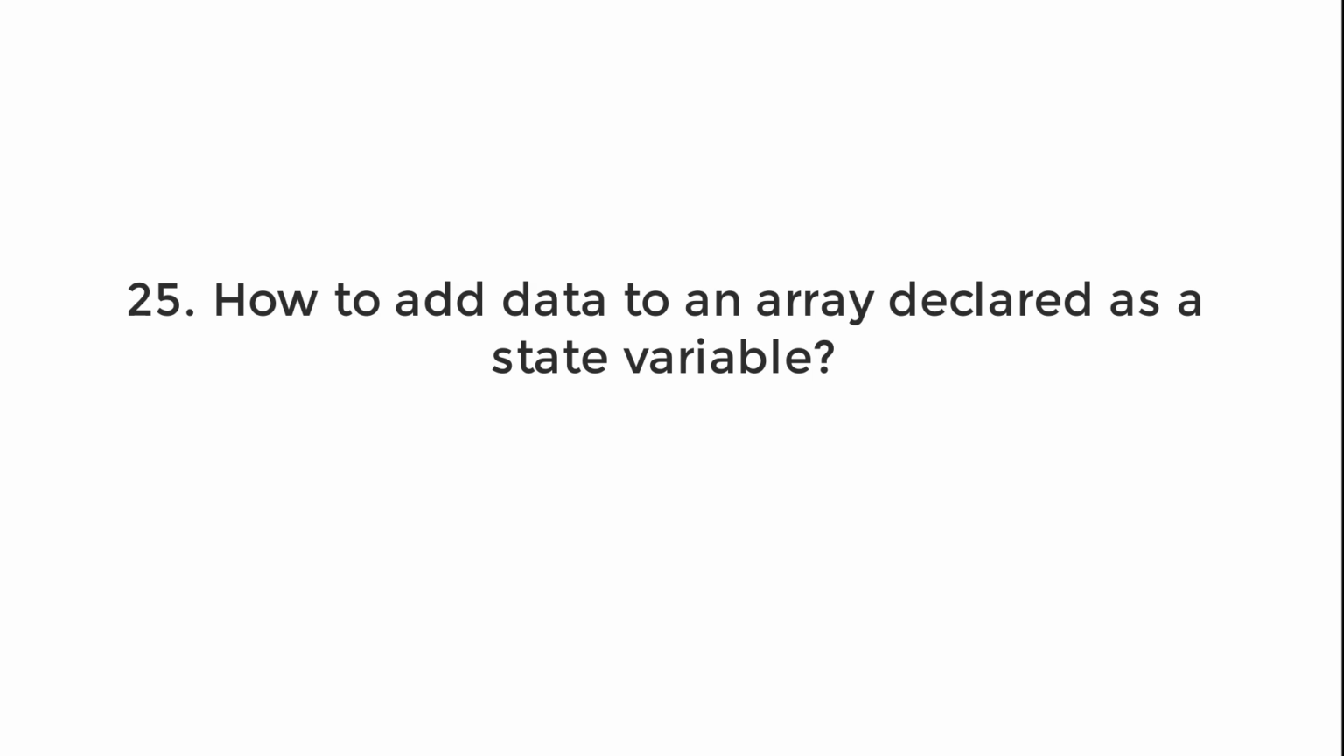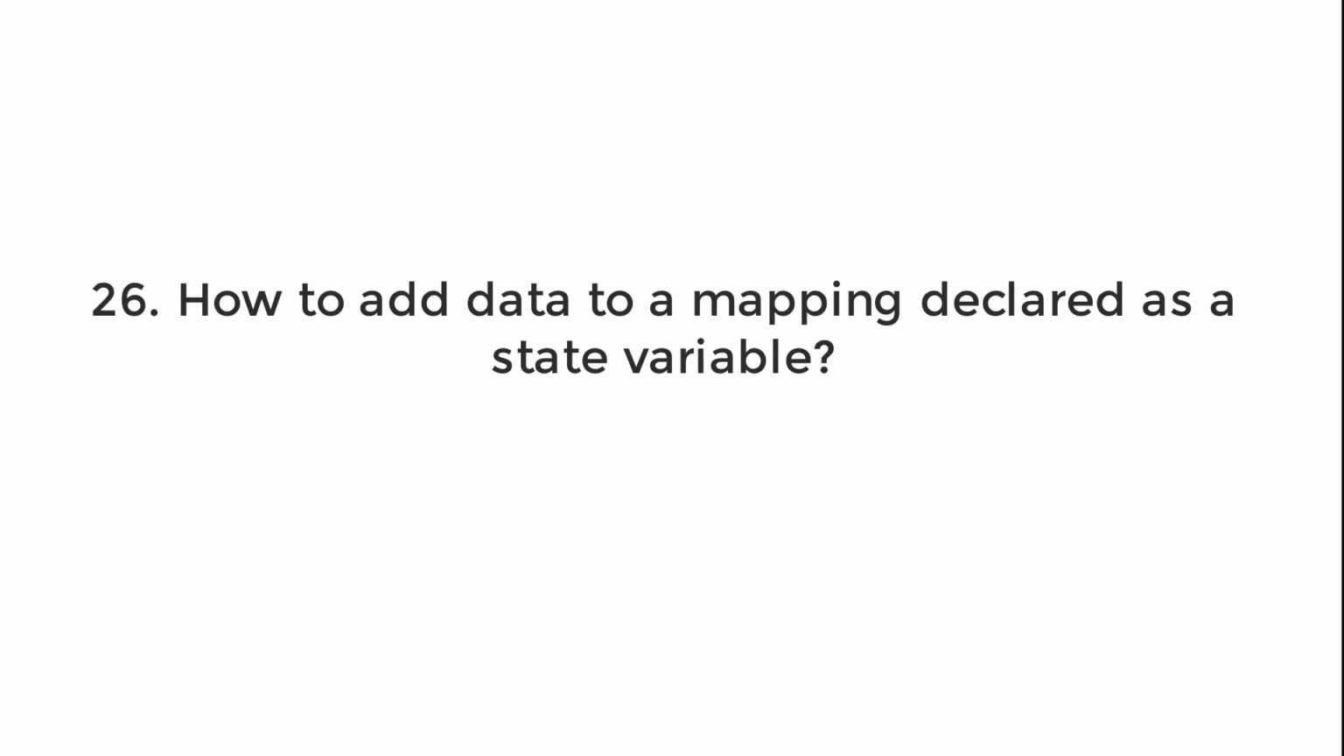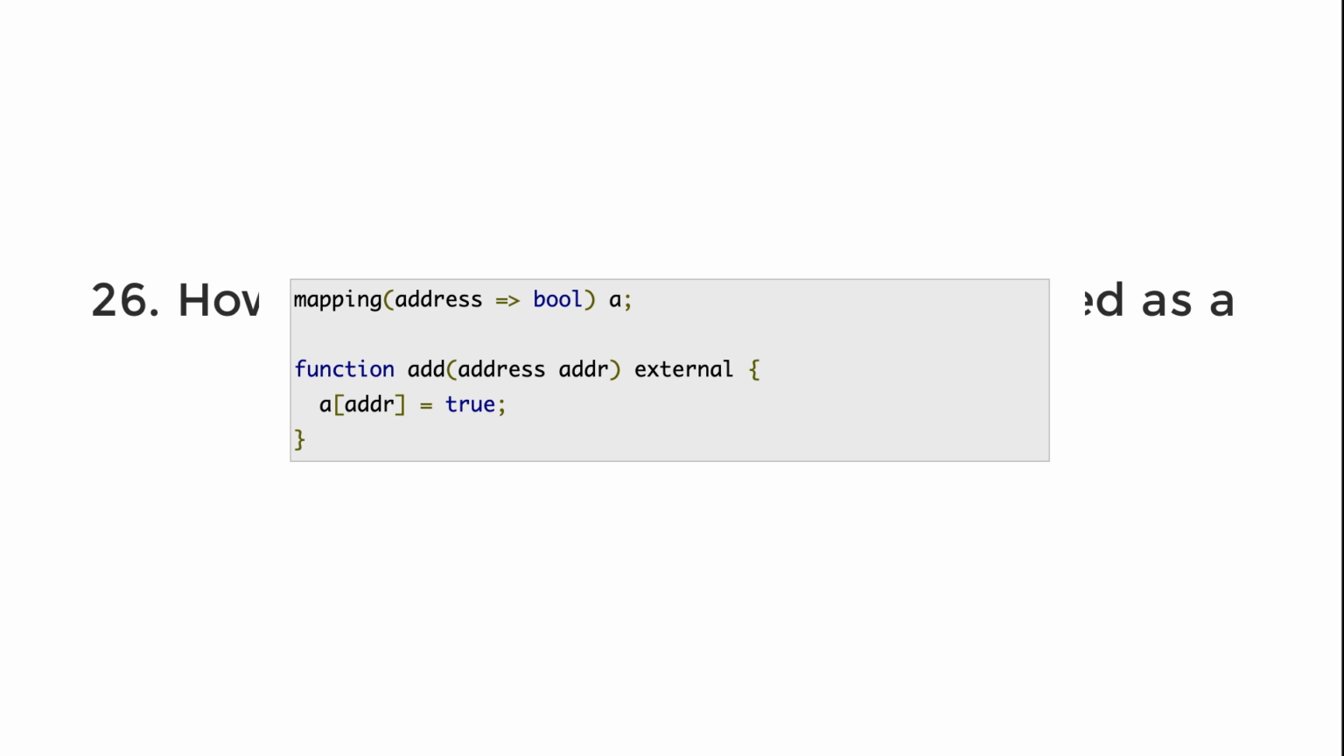How to add data to an array declared as a state variable. You basically use the push method. How to add data to a mapping declared as a state variable. You need to use the bracket notation and to specify which key you want to access.